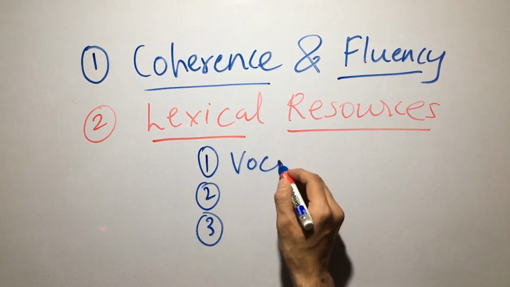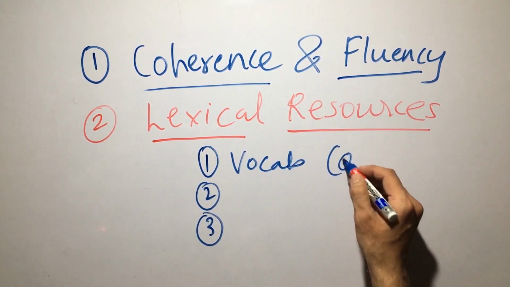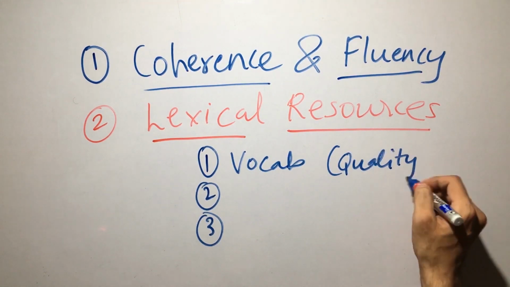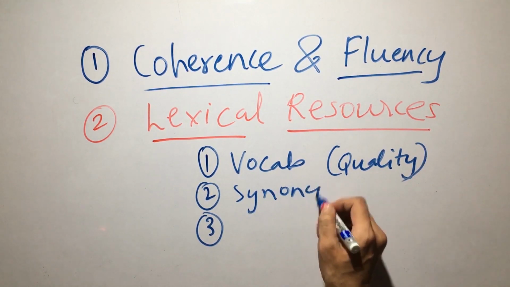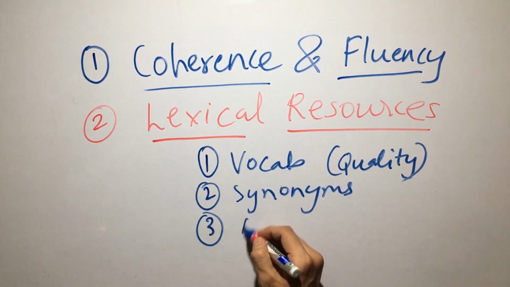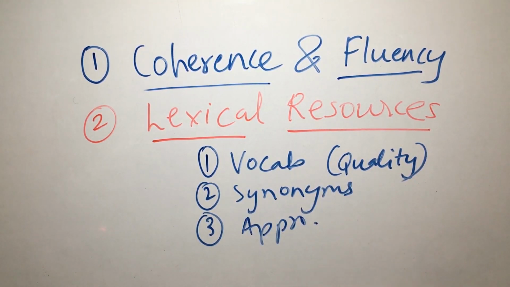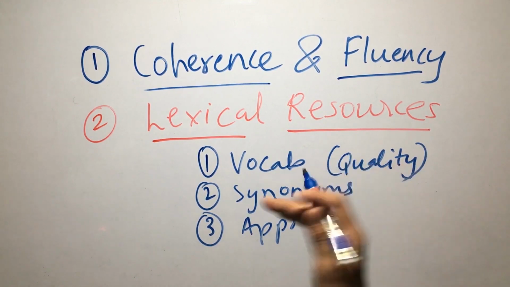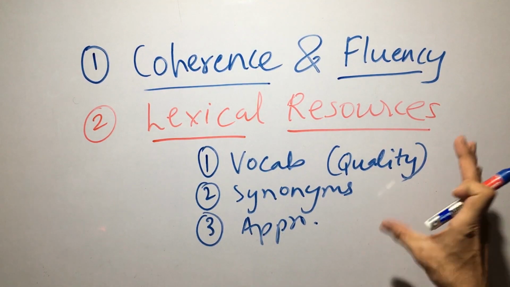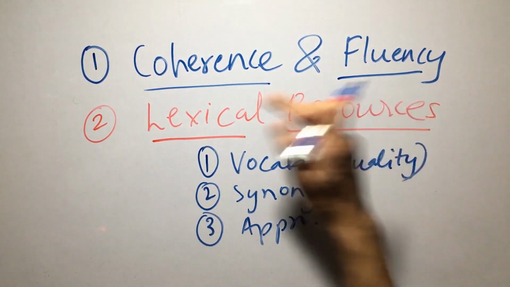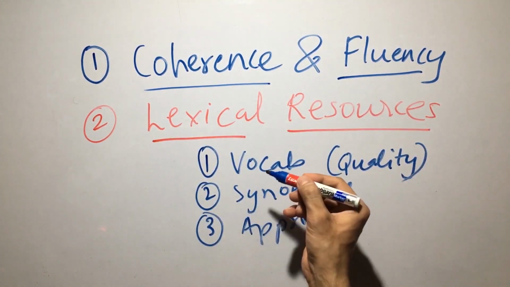Number 1 is the quality of vocabulary you have. So vocabulary quality. I'll discuss what quality means. Second thing, are you using synonyms? And finally, are you using words appropriately? Not anywhere, everywhere. Let's see all of the 3 things together and understand what this means. Without this, you cannot score well in the lexical resource part.